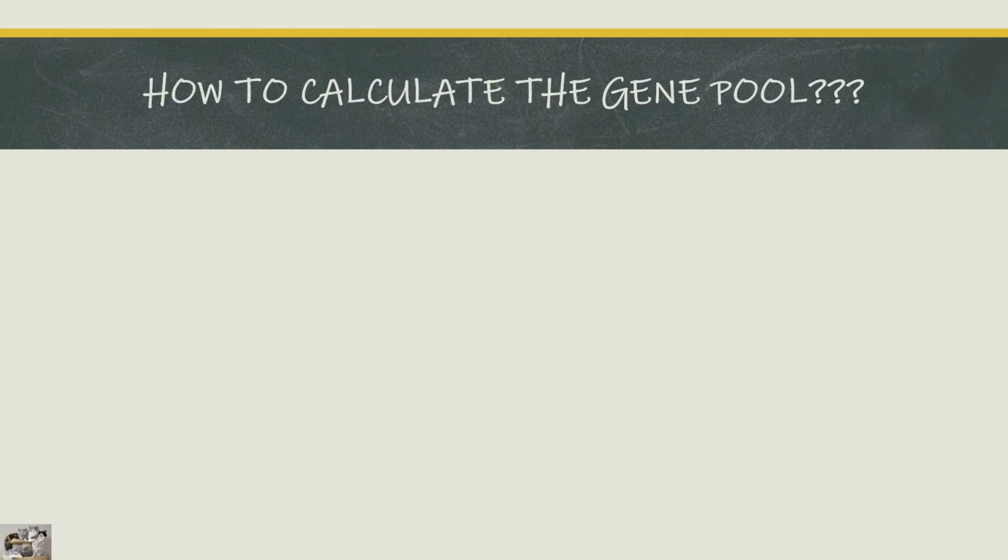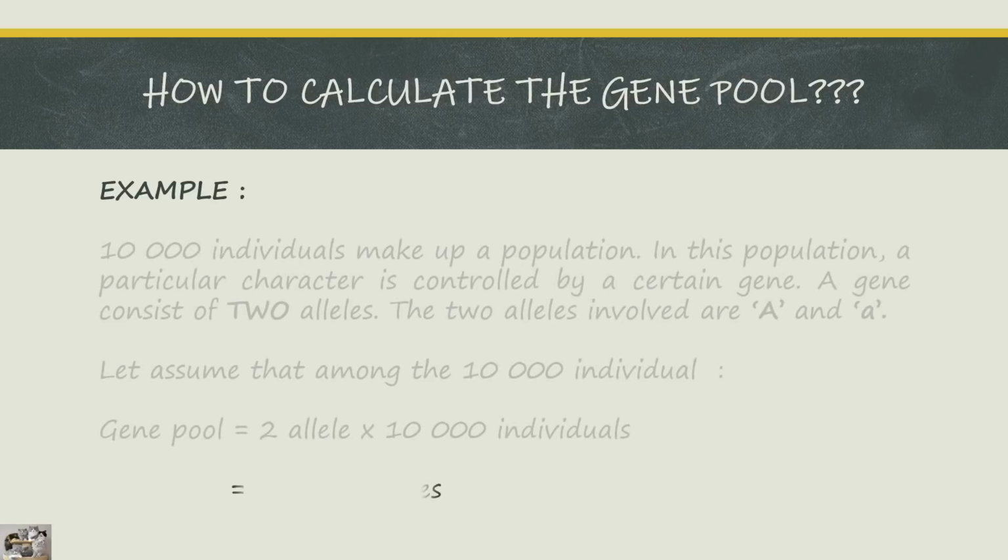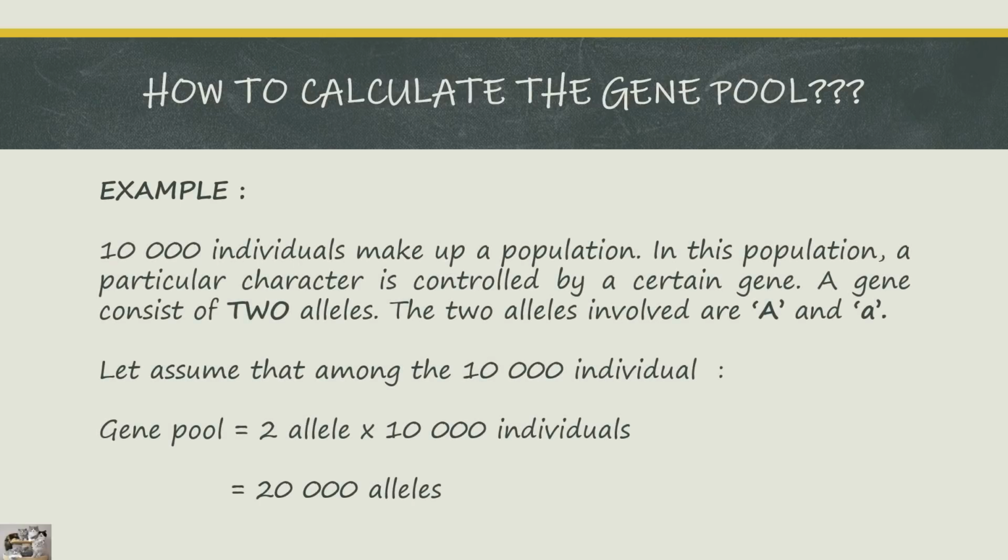Okay, how to calculate the gene pool? For example, there are 10,000 individuals that make up a population. In this population, a particular character is controlled by a certain gene. A gene consists of two alleles. The two alleles involved are capital letter A and small letter a. Let's assume that among the 10,000 individuals, the calculation of the gene pool is 2 alleles times 10,000 individuals, then we get 20,000 alleles.